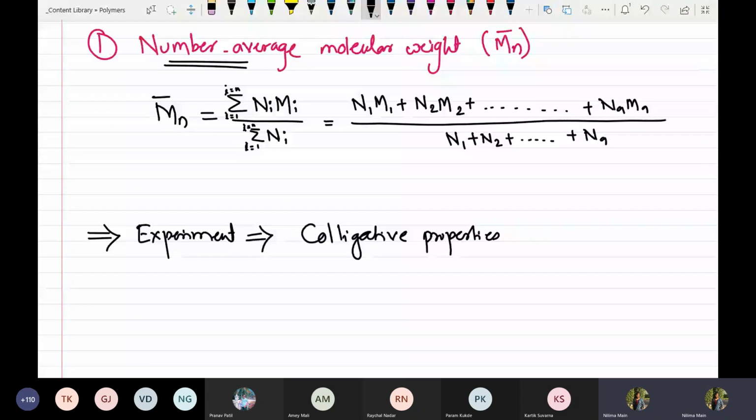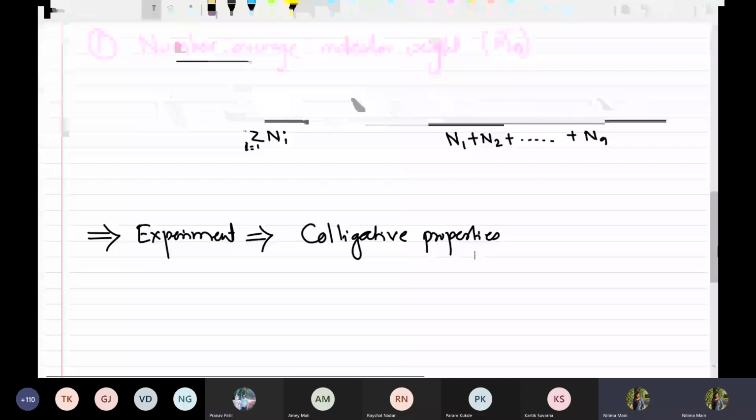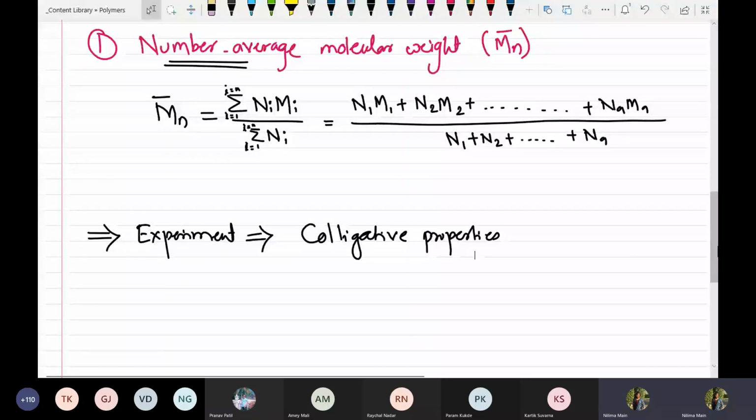तो करते क्या है? एक्सपेरिमेंट परफॉर्म करते हैं based on colligative properties, and we all know colligative properties, they depend upon number of the molecules. So with the help of formula you get the number average molecular weight. Okay, so this is about number average molecular weight.